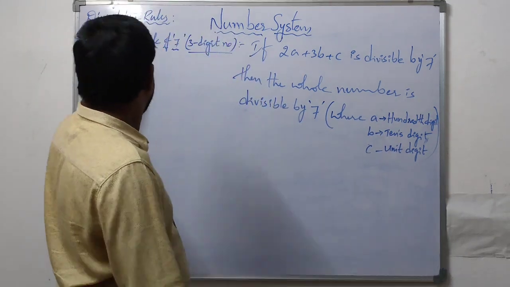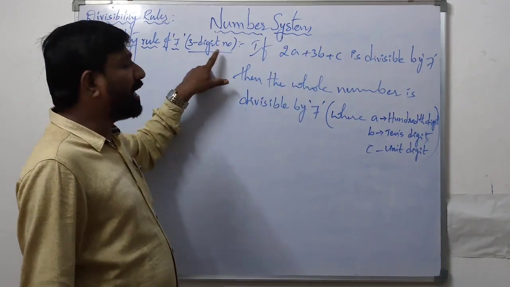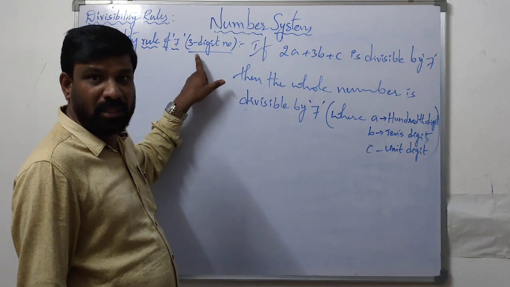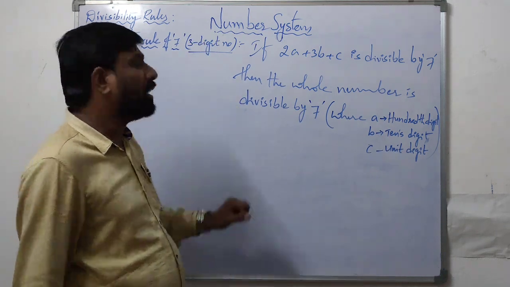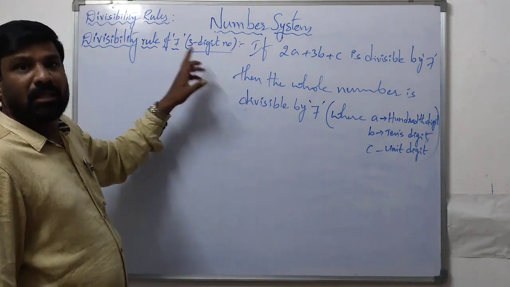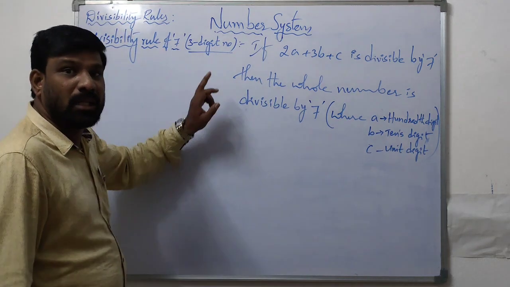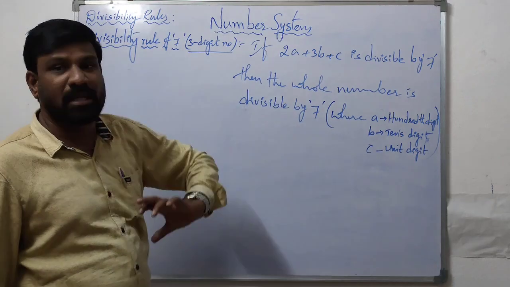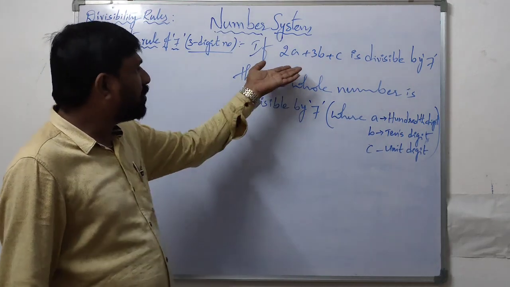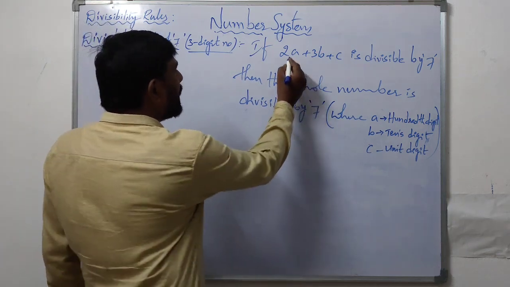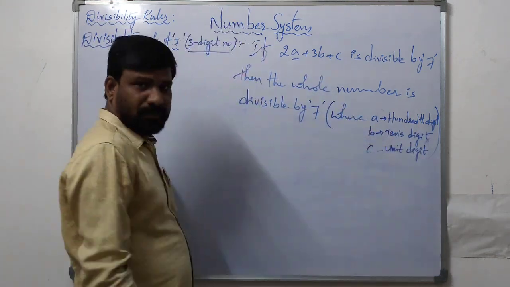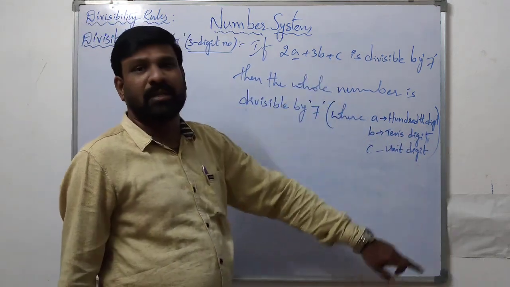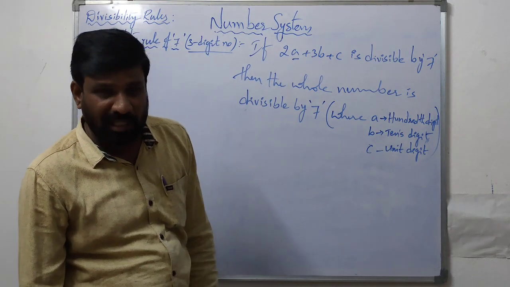This rule is for 7. This is only applicable for a 3-digit number. Please try to remember, only if the given number is a 3-digit number, this is valid, right? If 2a plus 3b plus c is divisible by 7, then the whole number is divisible by 7. What is 2a, what is 3b, what is c? Where a is the 100th digit of the given number, b is the 10th digit, c is the unit digit of the given number. Clear?